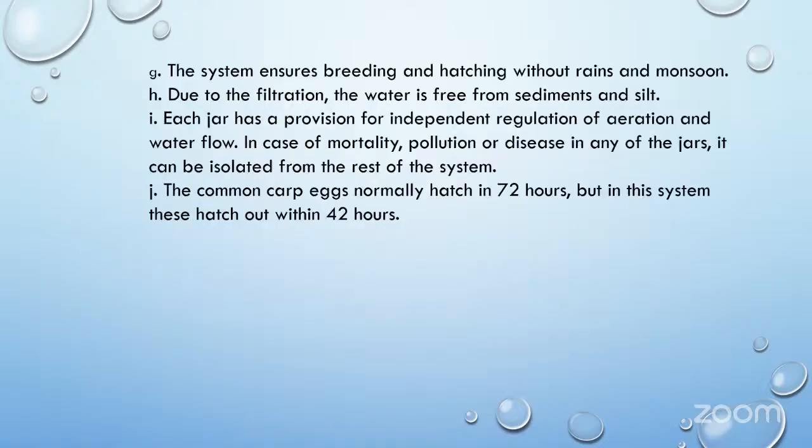The system ensures breeding and hatching without rains and monsoon. Due to the filtration, the water is free from sediments and silt. Each jar has a provision for independent regulation of aeration and water flow. In case of mortality, pollution or disease in any of the jars, it can be isolated from the rest of the system. The common carp eggs normally hatch in 72 hours, but in this system, these hatch out within 42 hours. So these are the advantages.